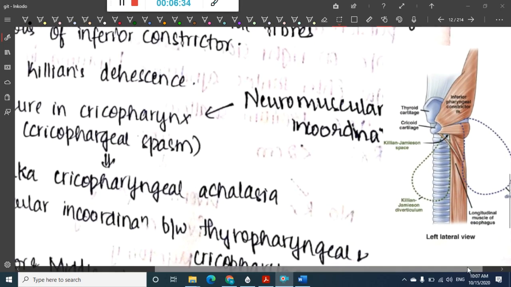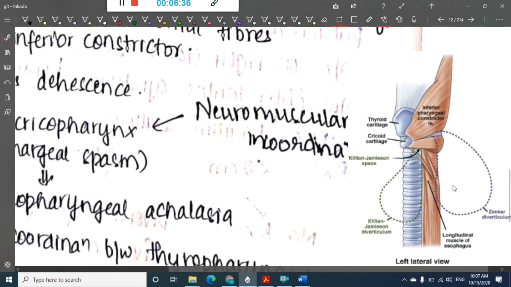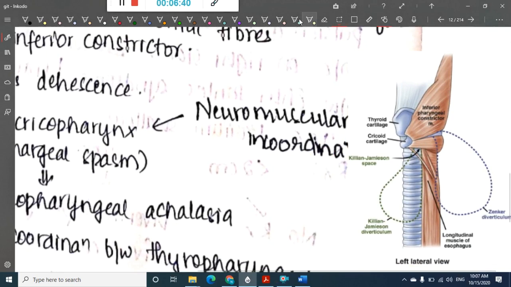See, in the inferior constrictor we have two parts. One is the thyropharyngeus, which is above, and the cricopharyngeus, which is below. So this is the thyropharyngeus, and this is the cricopharyngeus. In between the thyropharyngeus and cricopharyngeus, a diverticulum comes.